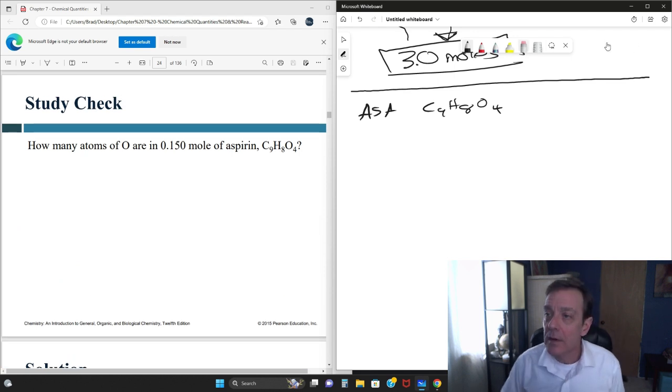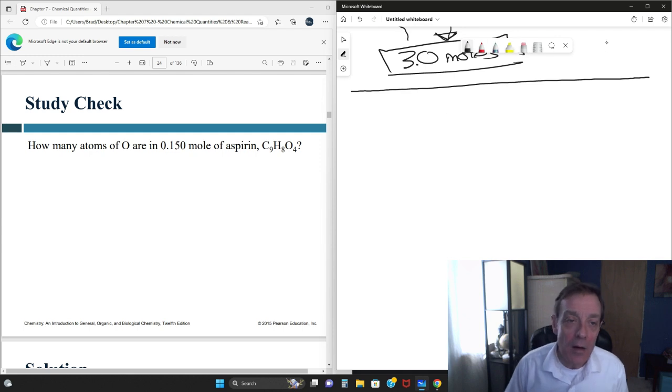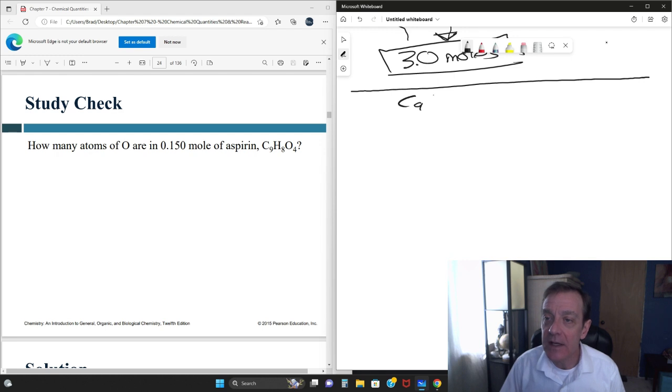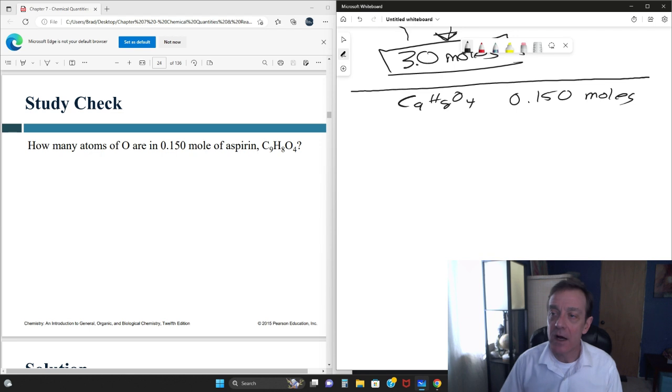Okay. Let's get rid of this. How many atoms of oxygen are there in 0.15 moles of aspirin? Okay, no, I guess I did need that. C9H8O4, and we're given 0.150 moles of aspirin.